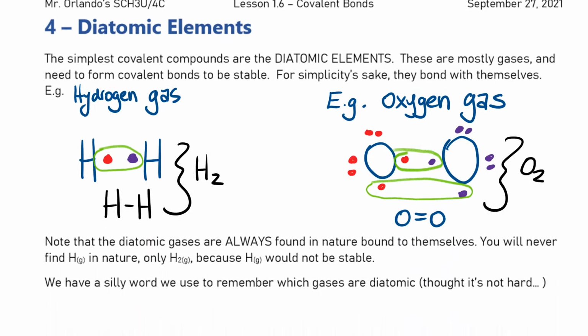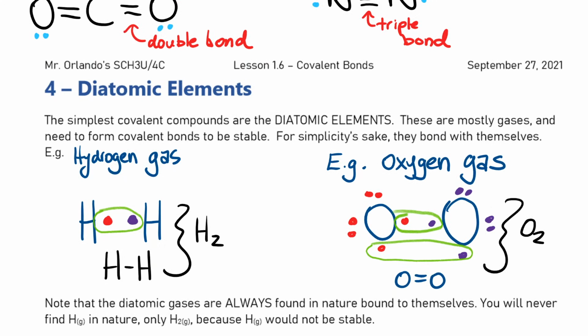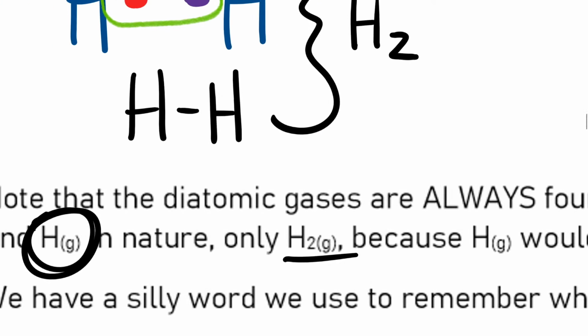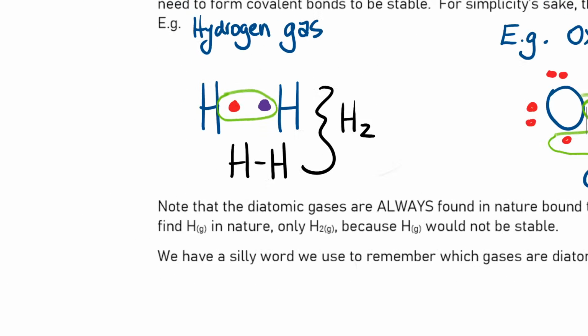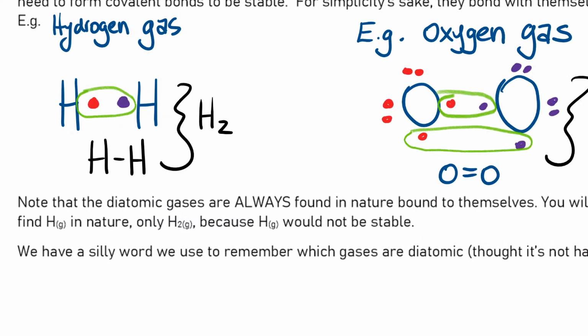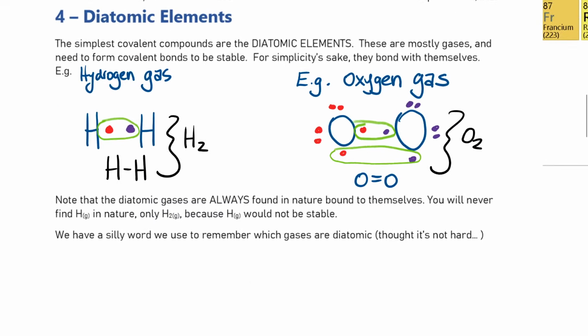And the diatomic gases, whenever they're found in nature, they're found like this. They're bound to themselves. You will never find H by itself in nature, only H2, because H wouldn't be stable. It only has 1 electron. So the diatomic gases have to pair up with themselves to be stable.